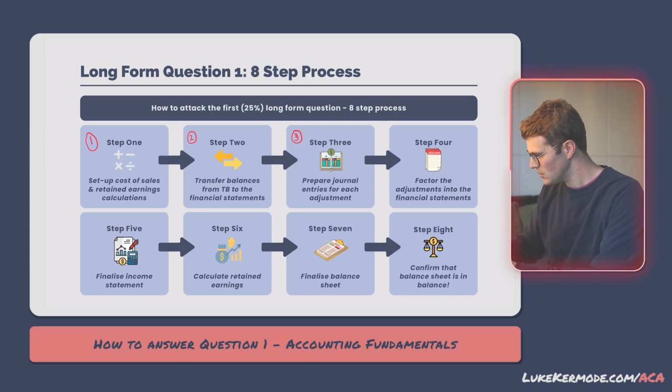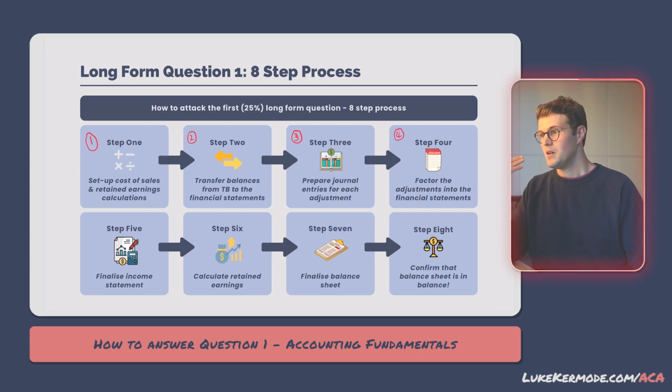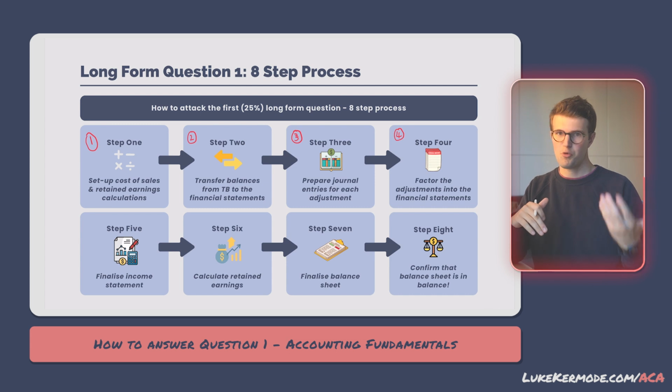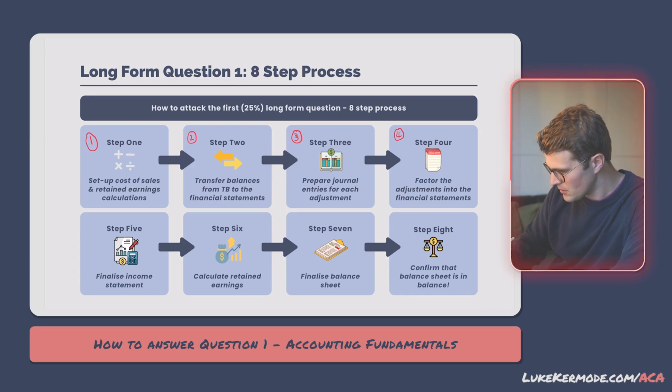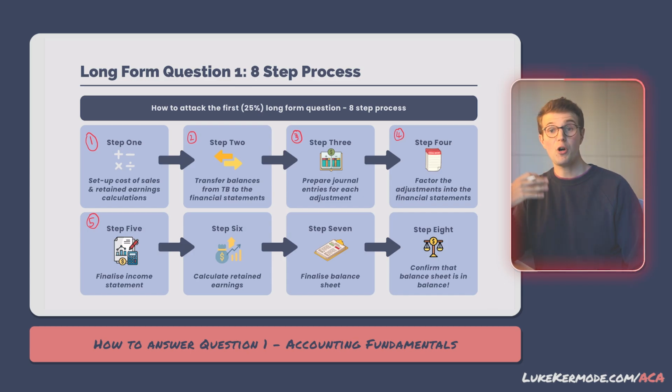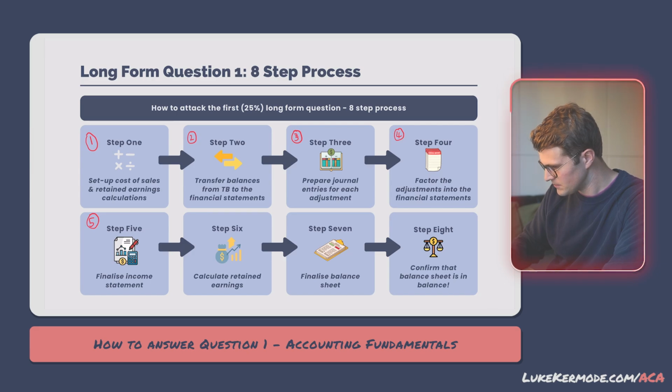Step 4, after you've been through each adjustment, factor them into your financial statement. So whether it's an expense, a provision, a depreciation charge, make sure that the journal entries have been reflected accurately in the income statement and the balance sheet. Step 5, once all of these adjustments have been processed, you can now finalize your income statement and calculate net profit.